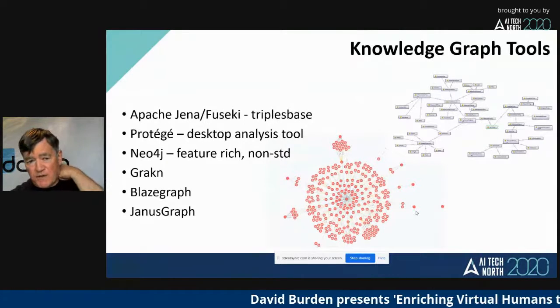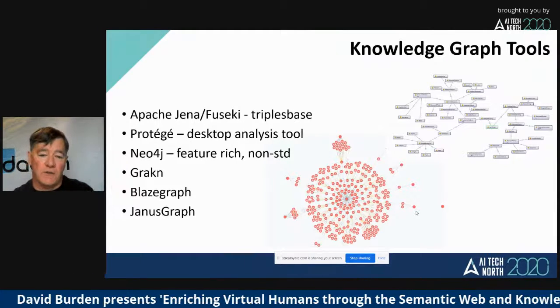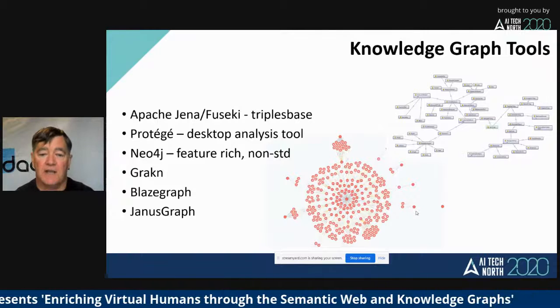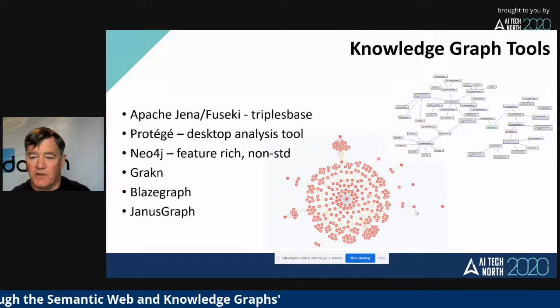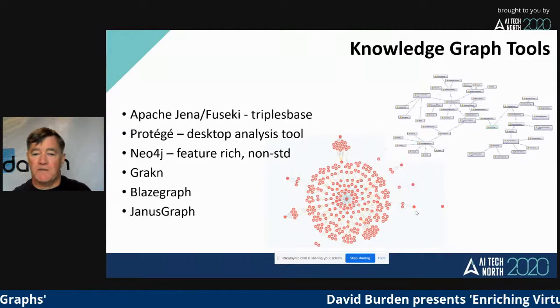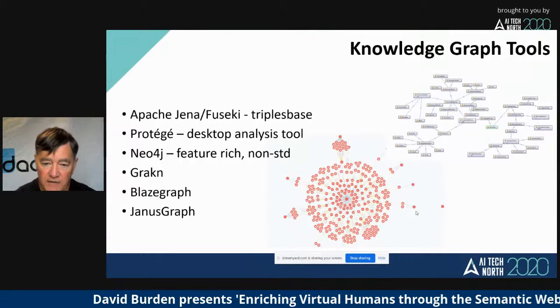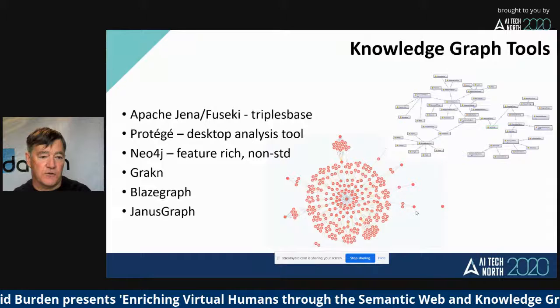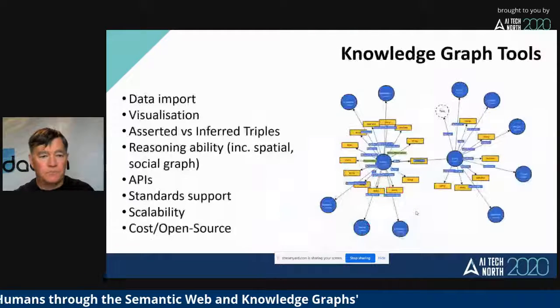Neo4j is probably one of the most feature-rich systems out there. It is proprietary, although you can use RDF standards. They've got their own sort of in-house standards, which you're encouraged to use. But it does generate some really nice graphs, and it does scale to an incredible degree, and is probably the most robust of the ones we've looked at. You've also got things like Grakn and BlazeGraph and JanusGraph out there as well, which are other tools that are worth exploring for building your own knowledge graph-based applications.